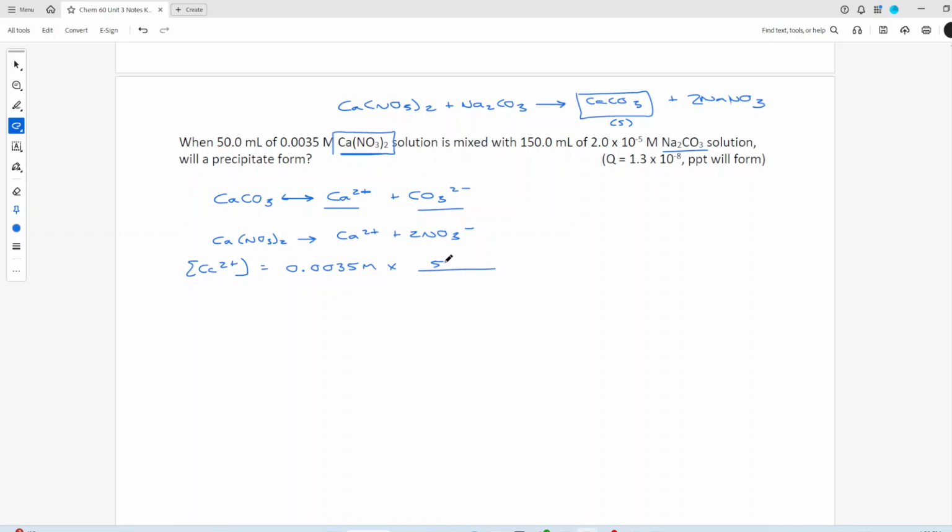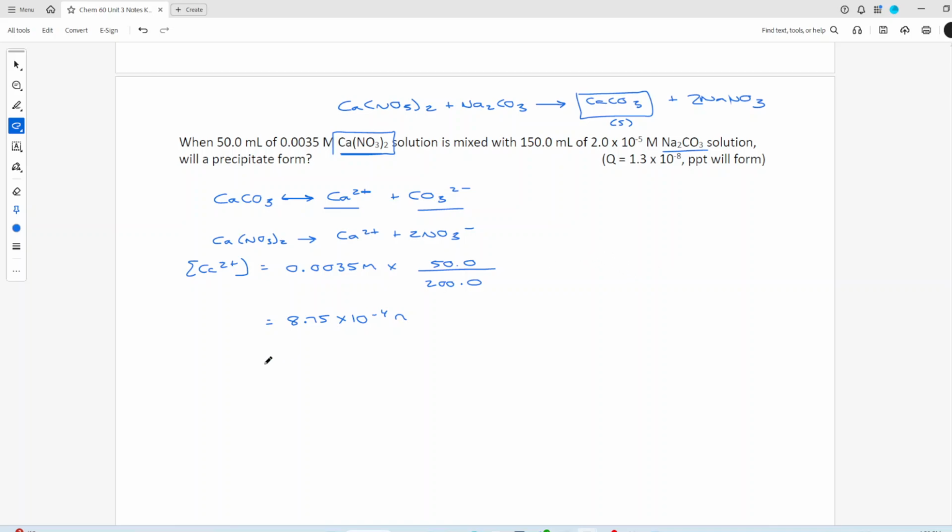So we've got 50 milliliters being diluted with 150. So we'd have 200. And we're going to plug that in. So 0.0035 times 50 divided by 200. Oops. Hit a weird button. 0.0035 times 50 divided by 200 gives me, I'm just going to do it in scientific notation mode because my calculator is still in it, 8.75 times 10 to the negative 4 molar.